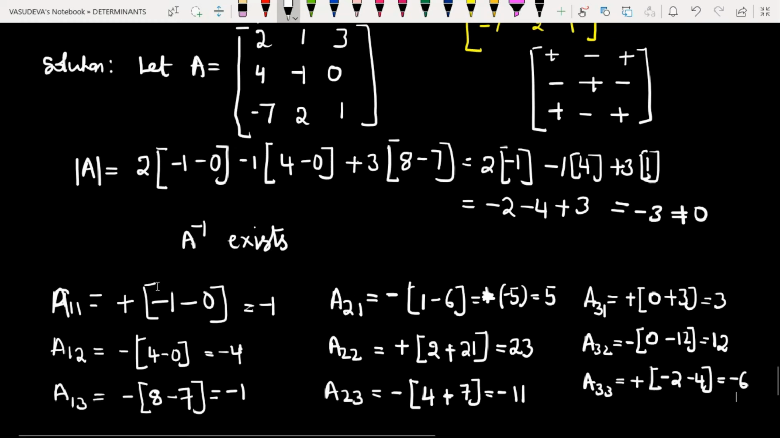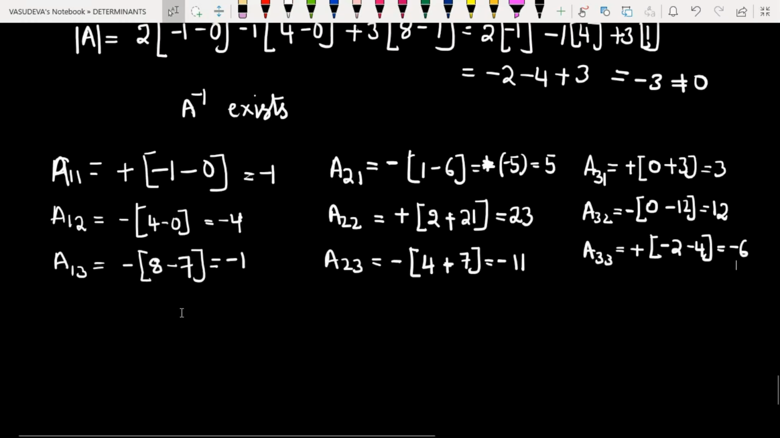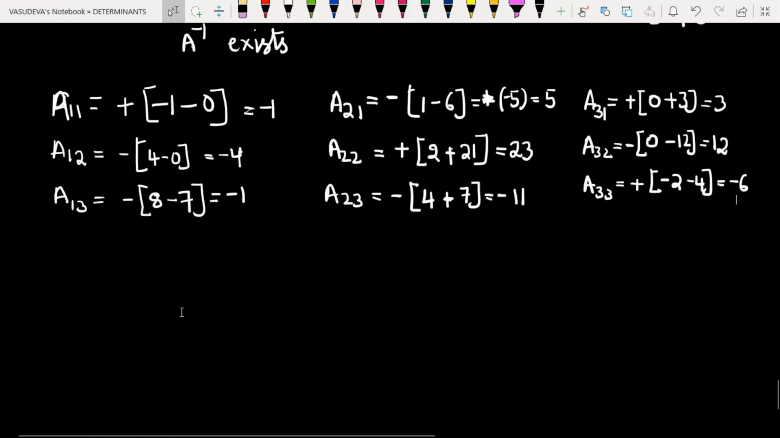So we have found the cofactors of all the elements. Please go through the previous video on how to find the cofactors of all the elements, and it is better to learn to write the cofactors directly.